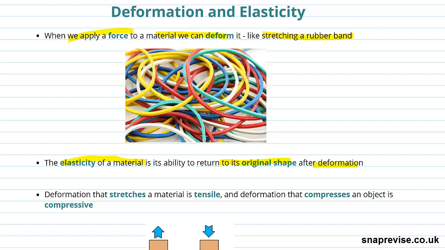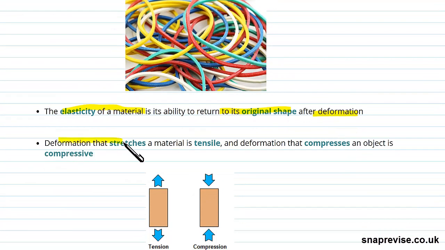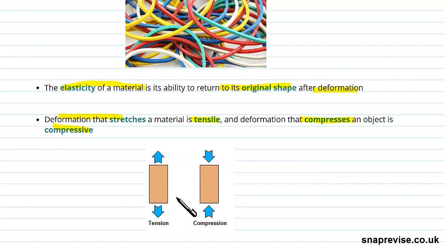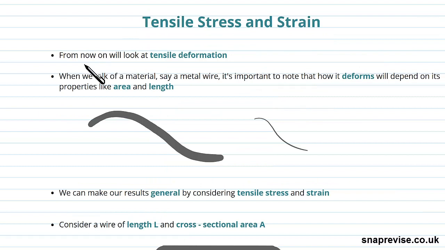To begin, we just need to discuss a little bit about different types of deformation. So we'll just do that quickly here. Deformation that stretches a material is tensile. And deformation that compresses an object is compressive. That one's a bit easier. Here we see we're stretching this box, we're pulling up on it and down on it like that. So that's tensile, because that's giving us a tension. And the other way round, if we push on that object instead, then we are compressing it, and that's the compressive deformation. We're only going to be interested in tensile deformations. So from now on, we're only going to look at these tensile deformations.